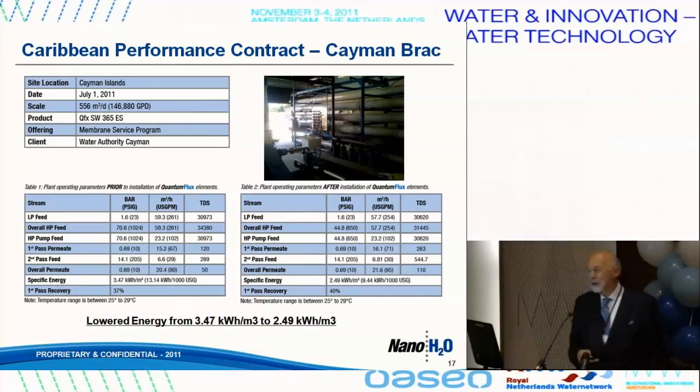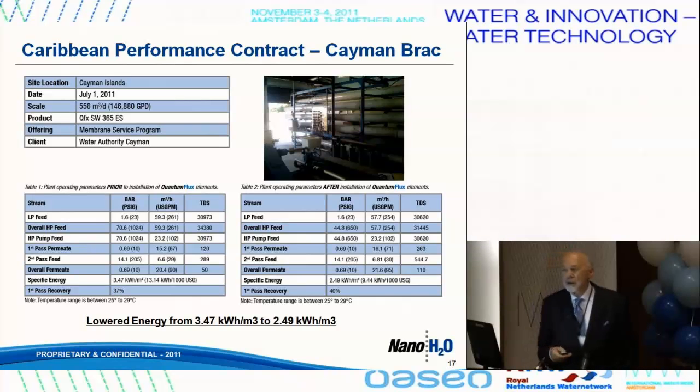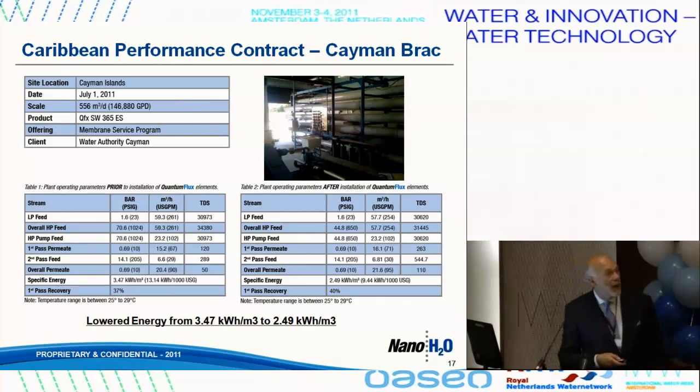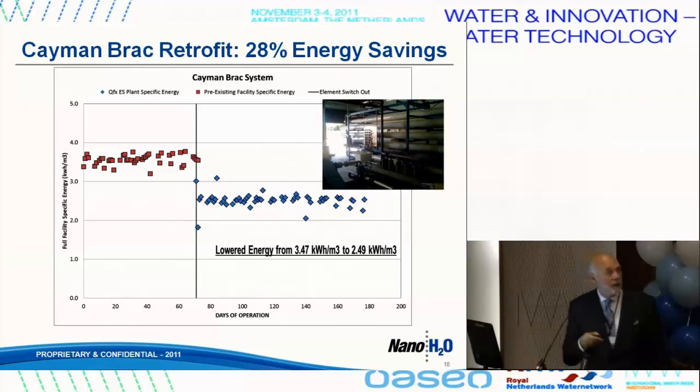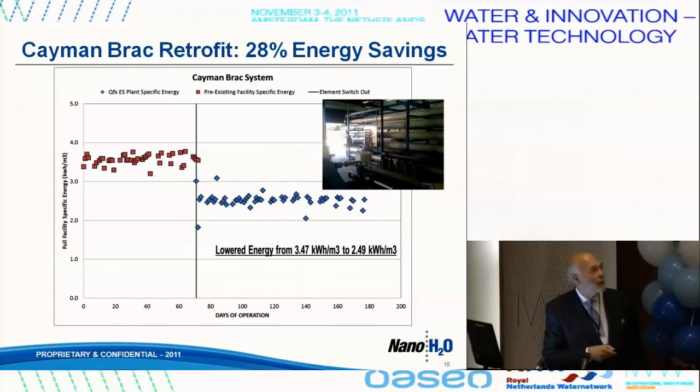Here's a customer, the Water Authority of Cayman in the Caribbean, south of the United States. In this particular case, they really cared about energy. And so we thought, well, we could put in nanocomposite membranes, and that'd be great. But you'd run your lead element flux too high if you did that. So we put in a staged system, and we put in a lower flux membrane up front. Here's where they were running before we put in the nanocomposites. Here's where we're running after the nanocomposites.